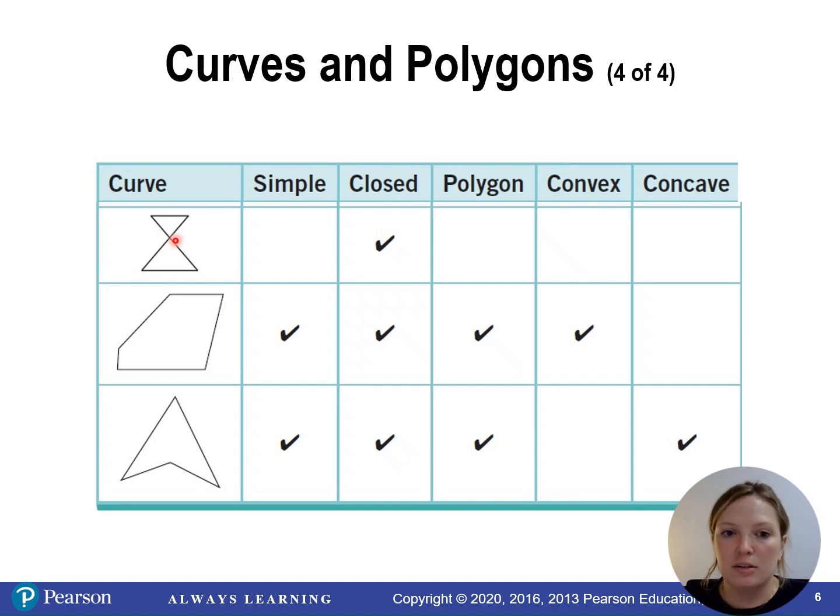Now we can take this curve. This is a closed curve, but it's not simple because it overlaps itself. So this point here makes it not simple anymore. On the second row of this table, we have a simple closed curve that is convex, and it is also a polygon because the sides of it are line segments. And this last one is a simple closed polygon because all of the sides are line segments, but it's concave because we will have points that, when connected with a line segment, will leave our figure.